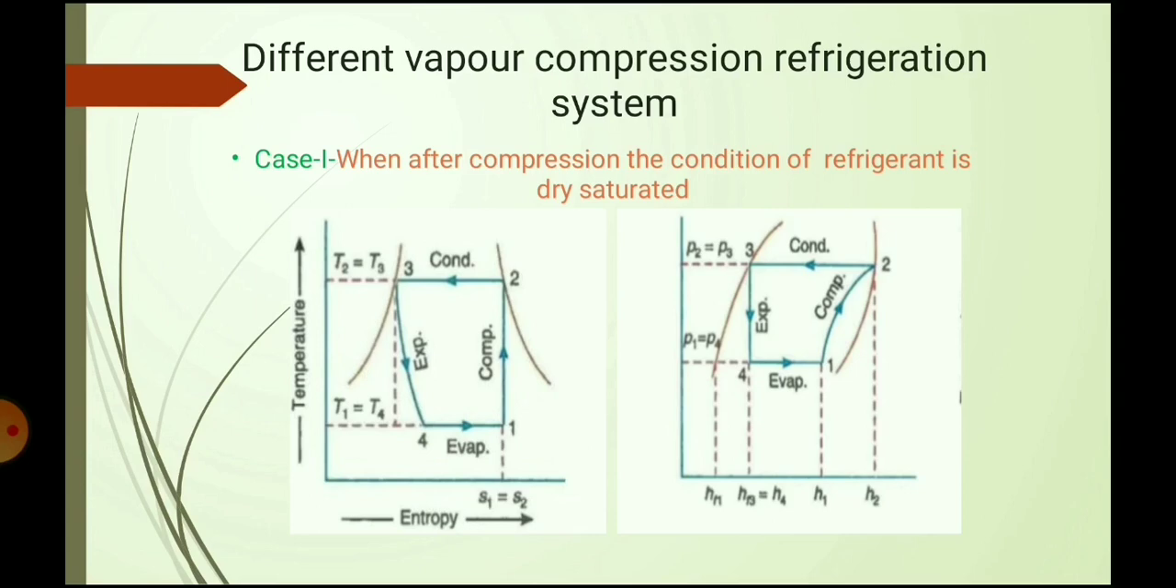Clear? Number 2, due to liquid molecules, what happens? There is a chance of corrosion in the metal part or the moving part of the compressor. Due to this, the life of the compressor is decreased. That is why in the case of the refrigerator we always prefer dry compression, to eliminate the disadvantage of wet compression. Clear?